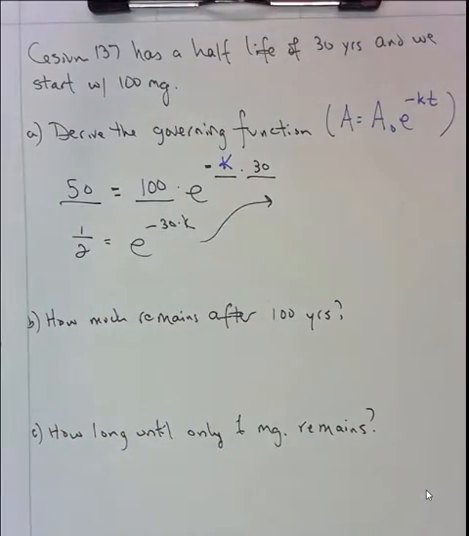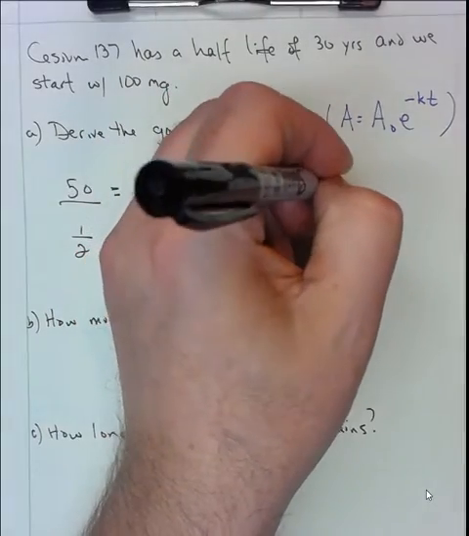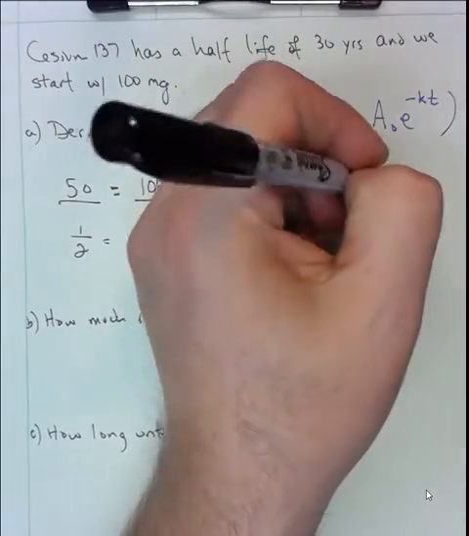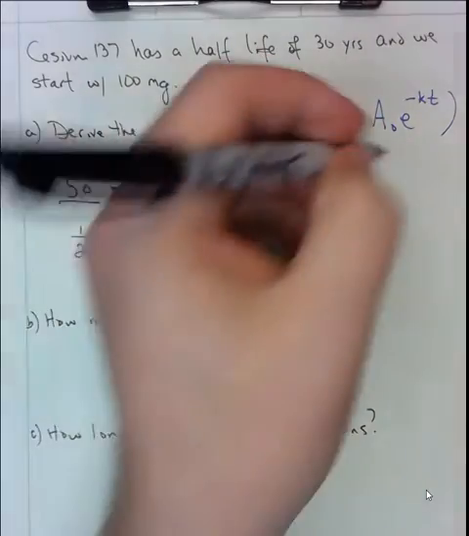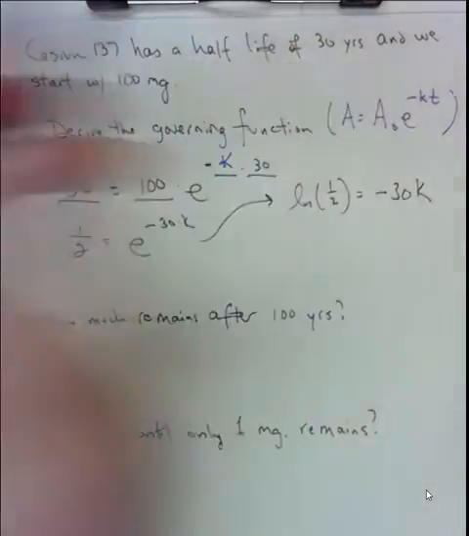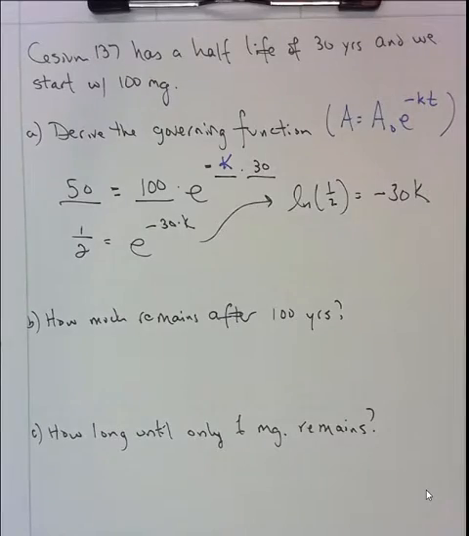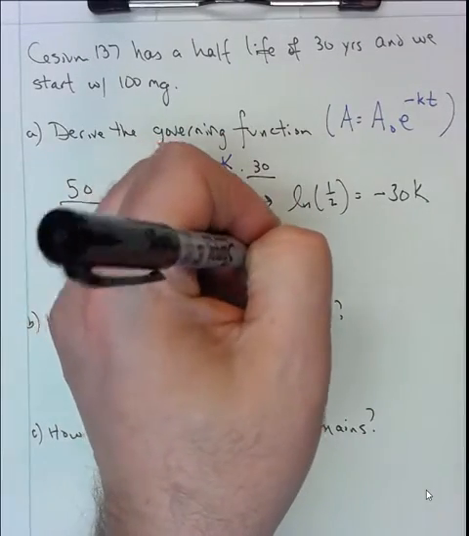That was a diversion. We're still solving for k. It's up in the exponent. We need to take natural logs. And I'm going to take a shortcut. When I take the natural log of the right-hand side, we'll just get the negative 30k directly. And so now we can solve for k.